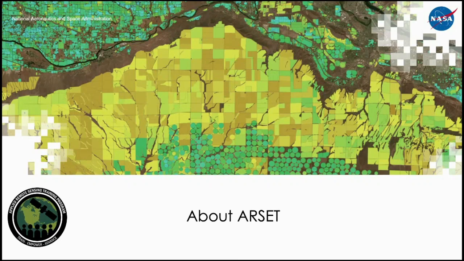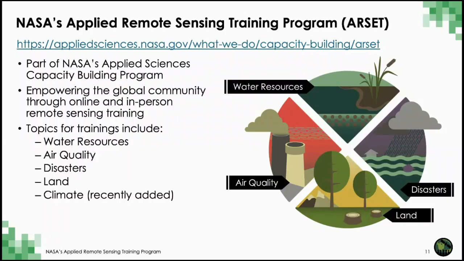We'll have some information about ARSET for those of you who are new. The Applied Remote Sensing Training Program, or ARSET, is part of NASA's Applied Sciences Capacity Building Program. For more than 10 years, ARSET has been empowering the global community through online and in-person remote sensing trainings in these thematic areas: water resources, air quality, disasters, land, and climate, which was recently added to our training.